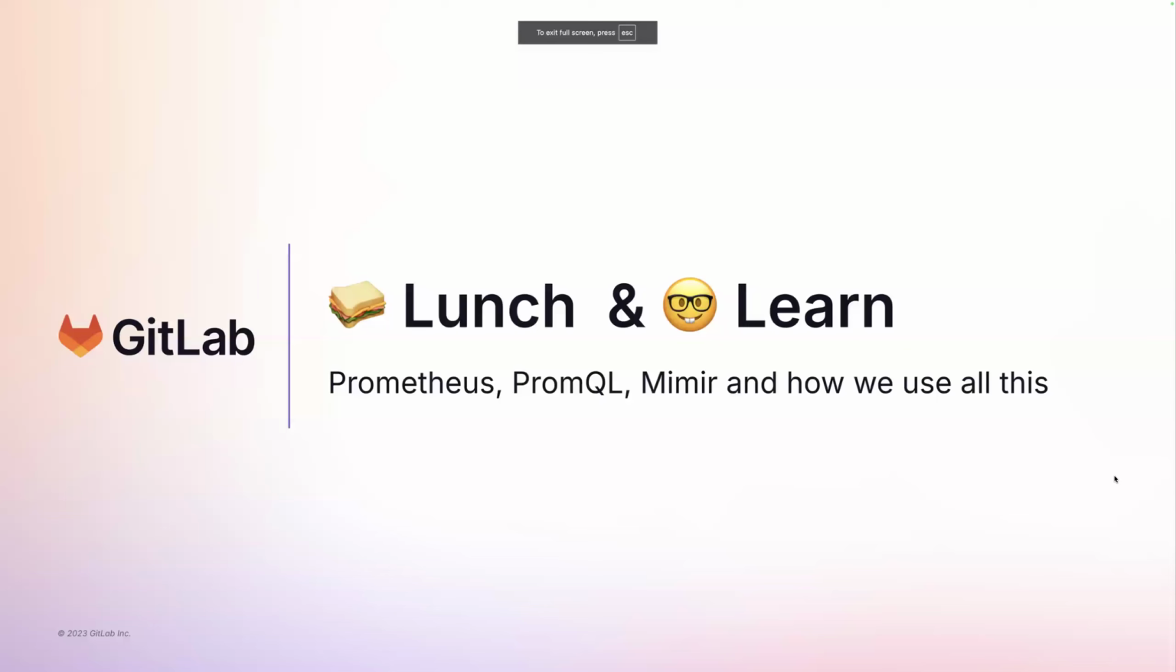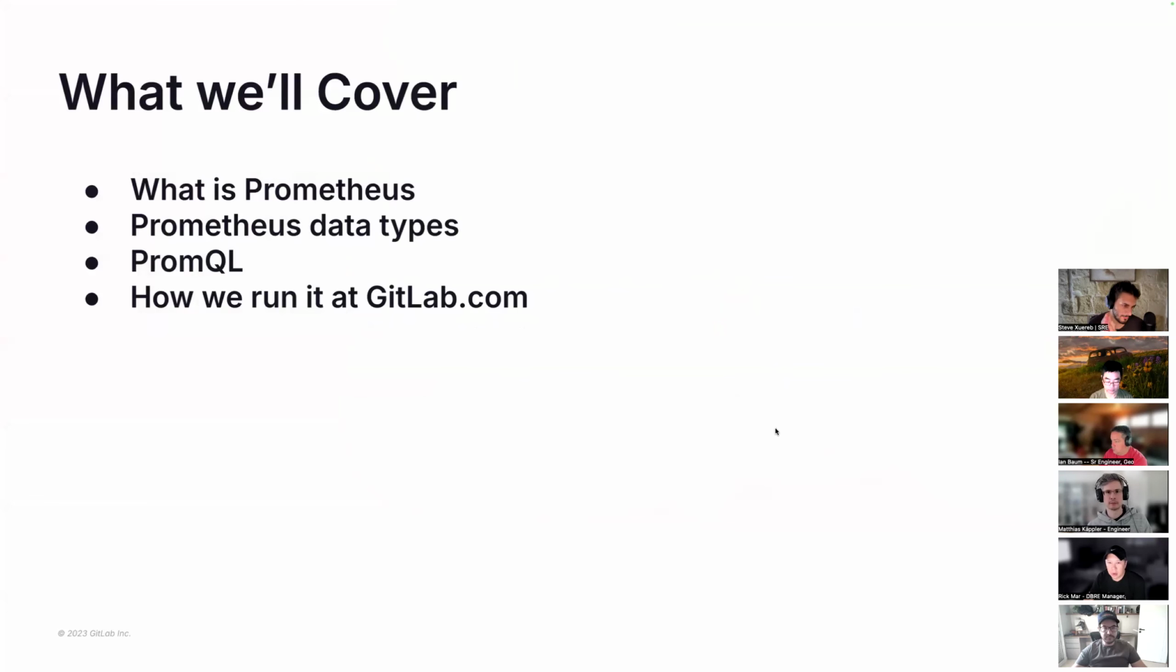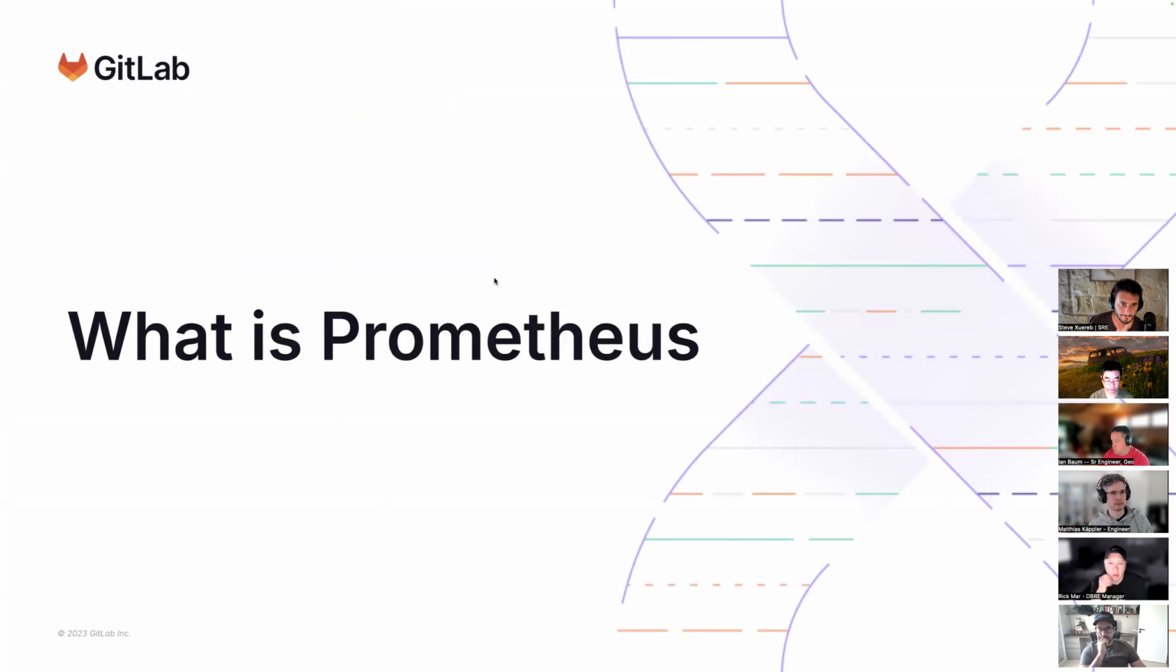Okay. So what we'll cover is what is Prometheus, the data types around Prometheus, meaning what kind of metrics we can store from QL, how we can query those metrics, and we'll do some demo sessions around that. And then how we run it all on GitLab.com. Because on GitLab.com, it's not just simply a Prometheus server running.